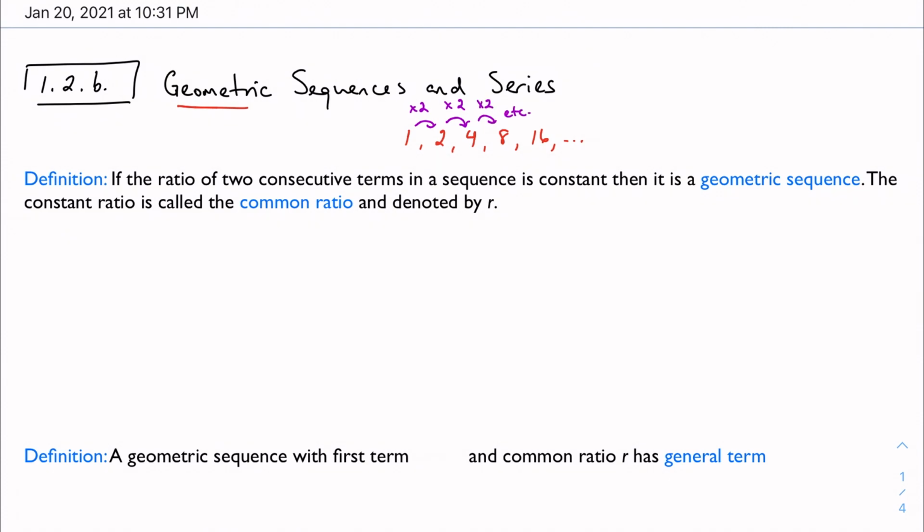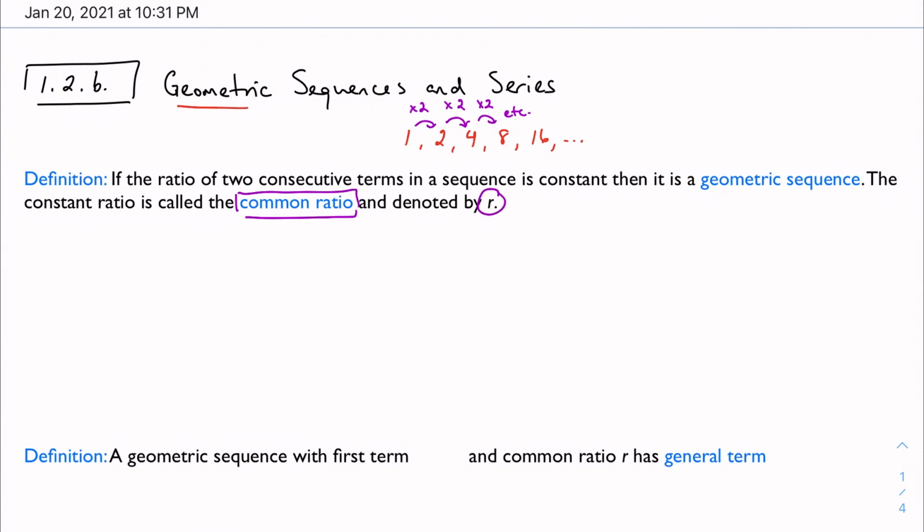So this common factor, or I guess this common ratio, we're going to call it, right? We're dealing with the ratio between terms. This common ratio is what helps us generate the terms of the geometric sequence. And we're going to call it r for ratio.